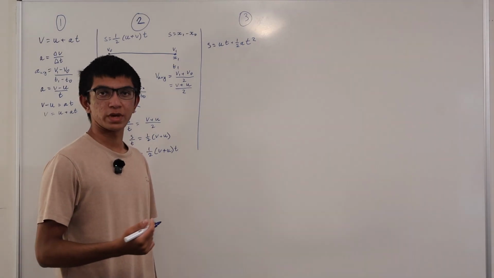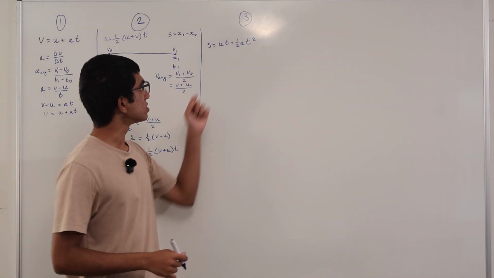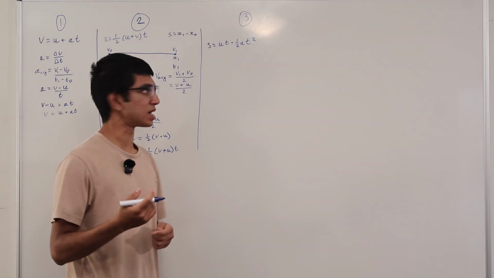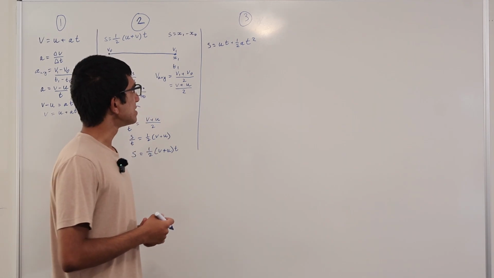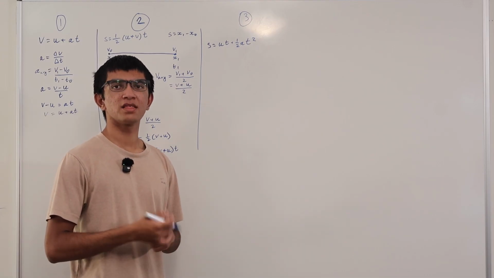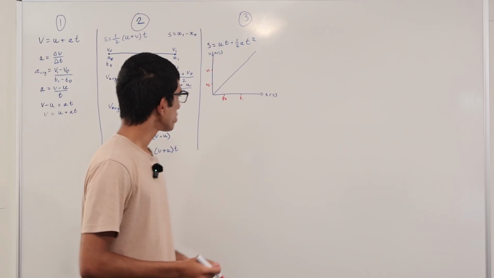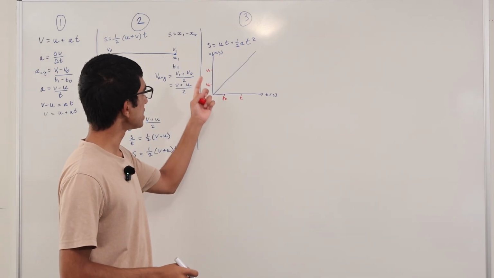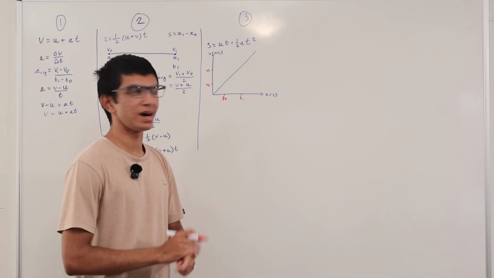The third SUVAT equation is s is equal to u times t plus a half times acceleration times t squared. Now to get to this, we need to look at the velocity time graph first. Okay, we have our velocity time graph with initial and final velocity and time markings.